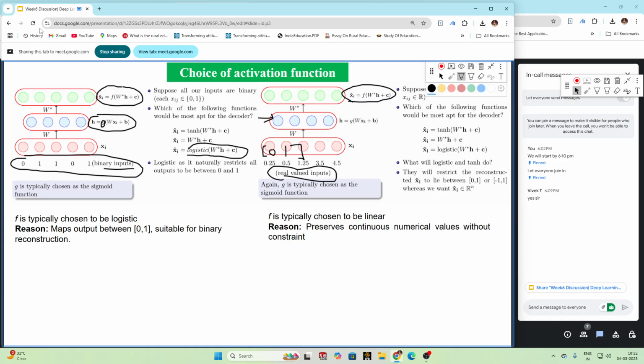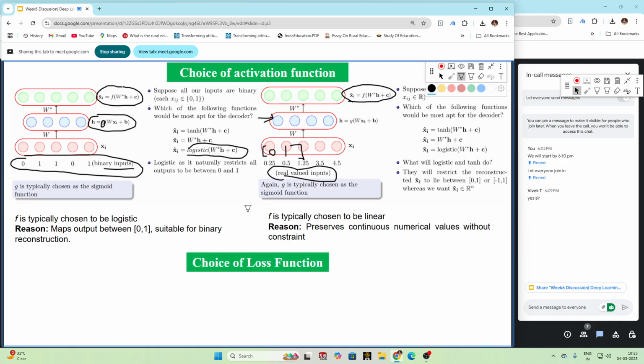In summary, there are two activation functions: one for the encoding layer and the second for the decoding layer. In the encoding layer, we generally always use a sigmoid function, and moreover we use the logistic function more often. In the decoding layer, for binary inputs, we again use the logistic function. But for real-valued inputs, we use a linear function, because we want the correct value. Okay, so that is the choice of activation function.